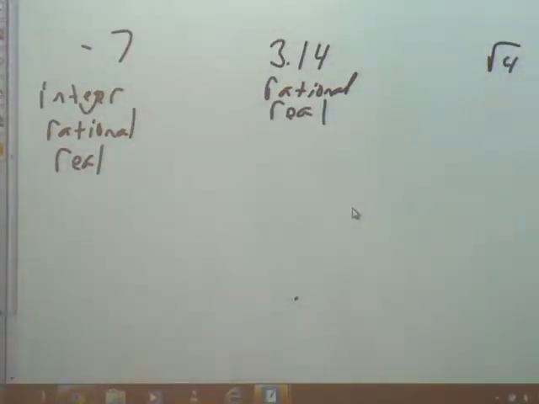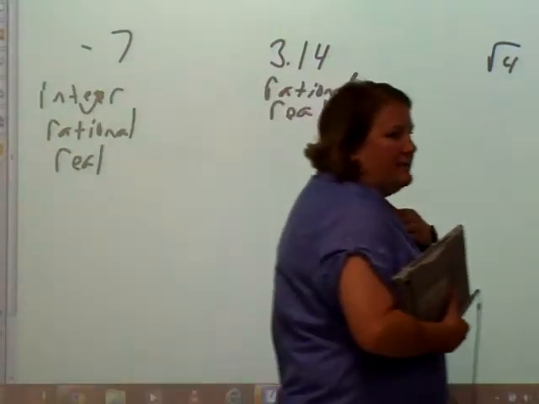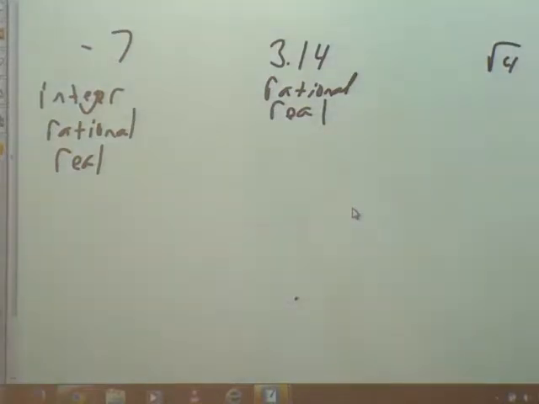Alright, the last one's square root of 4. It's intentionally a trick. Aren't all the numbers real? Today they are, but no, you just asked that question 5 minutes ago. What kind of number's not real? Imaginary. Okay, square root of 4 is kind of a trick. So talk to somebody around you. I know y'all don't have a table buddy, but talk to somebody around you and see if y'all can label square root of 4. What you got?